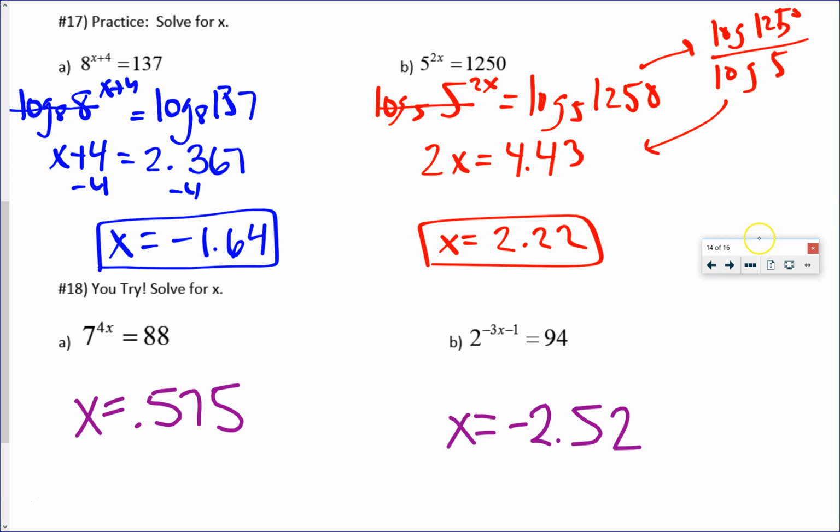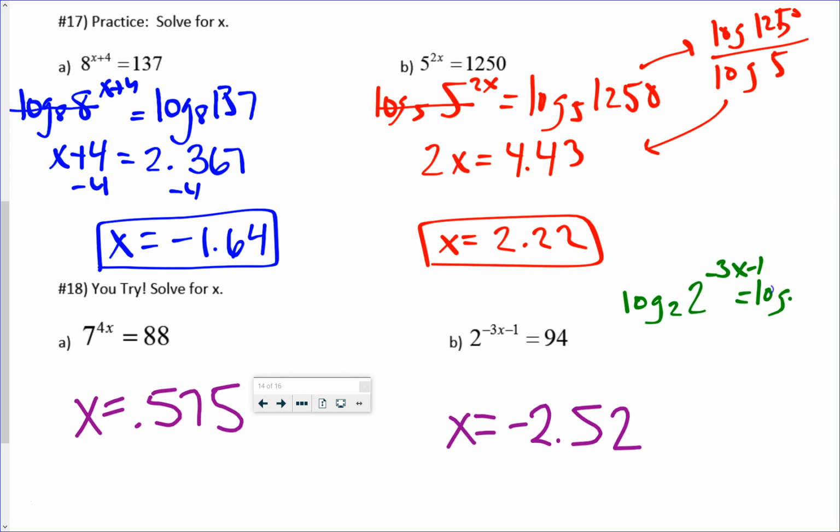All right, so B, we had to bring in a log base 2 to both sides first. Log base 2 to both sides. Okay, so here they cancel. Here I have negative 3x minus 1 equals 6.55.